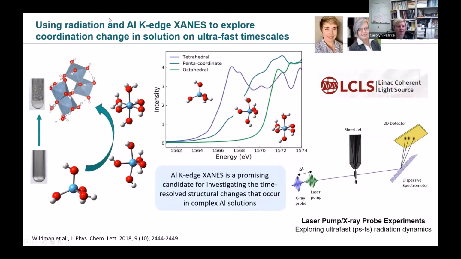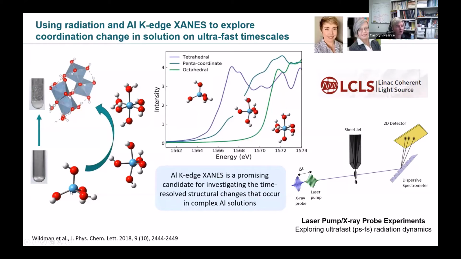Aluminium K-edge is not just useful for looking at ion pairing and specific ion effects. You can also use it to track that transformation from tetrahedral through pentahedral to octahedral coordination. These are calculations again done by Andrew Wildman. And we've really been trying to capture those intermediary states, but haven't been able to with the time resolution that we have access to in the lab.